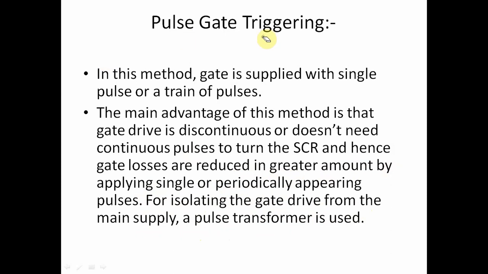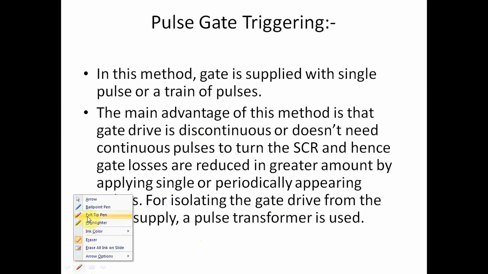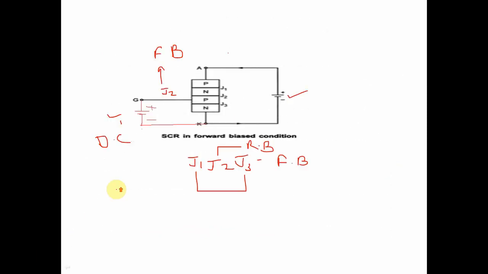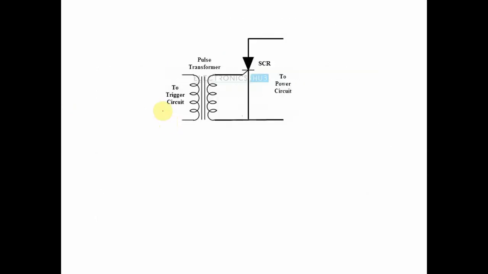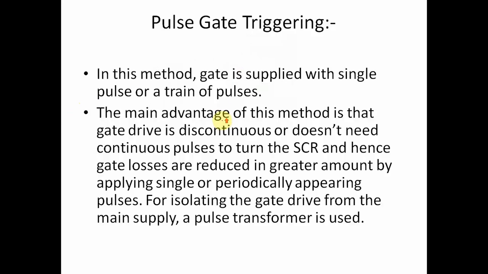In pulse gate triggering, pulses are applied to the gate terminal. Instead of applying a DC supply, pulses are applied to this junction by using a pulse transformer. The output of the pulse transformer gives these pulses, and they are applied to the gate terminal of the SCR. In this method, the gate is supplied with single pulses or a train of pulses.